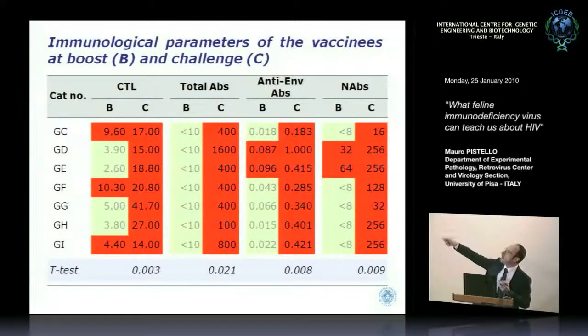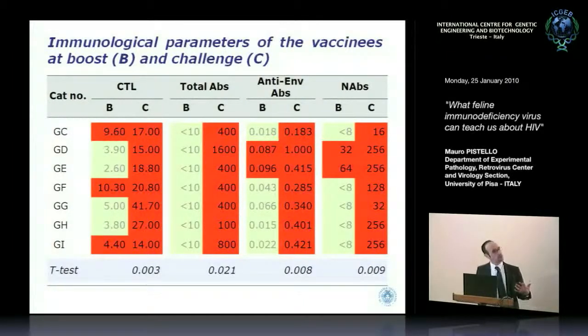the humoral response, none of the vaccinated animals were antibody positive at time of boost, but all of them were positive at challenge, 9 weeks after the boost. So the DNA inoculation didn't induce any detectable antibody, and this was expected because we knew that DNA vaccination only induces CTL activity. All those animals developed a good humoral response, but most important was that all of them developed some neutralizing antibodies.